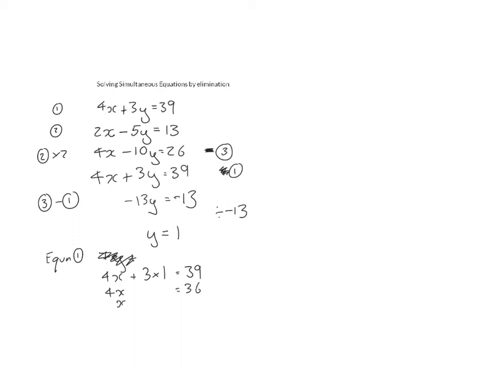So then divide by 4. 4x equals 36. 4 into 36 goes 9. Sorry, that's 9. X is 9. And now I can check that this works in the other equation. It does. In equation 2, 2 times x, 2 times 9, minus 5 times 1. 18 minus 5 is 13. Tick, check, and I know that I'm right.